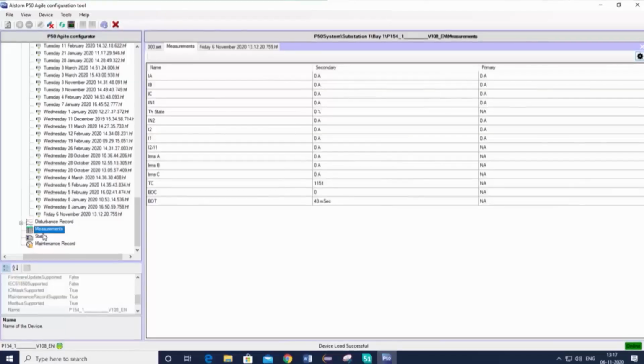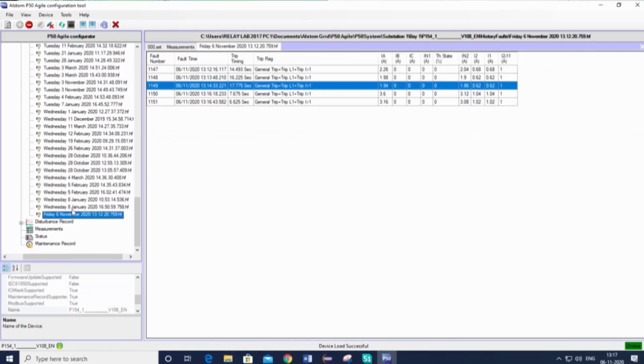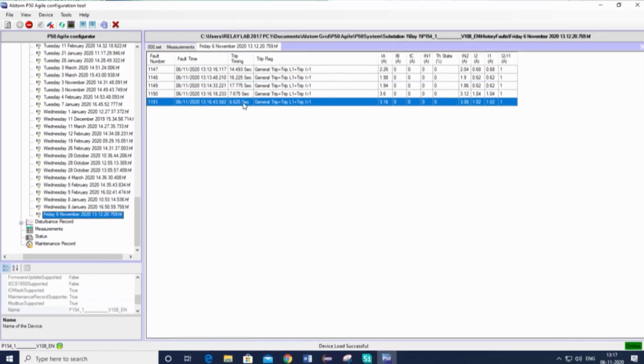We will see the corresponding history for this. If you see this perspective, then we see clearly that for this 3.16 ampere, the relay takes a time of 6.625 seconds. The corresponding positive sequence current is 1.02, and the negative sequence current is also 1.02. Note that this current we are injecting to phase A only.